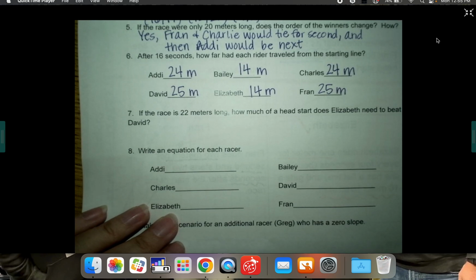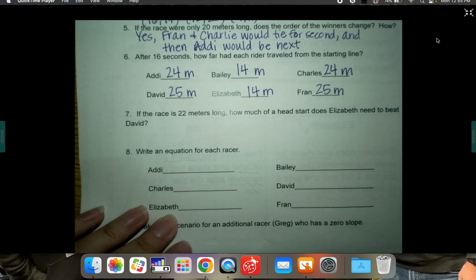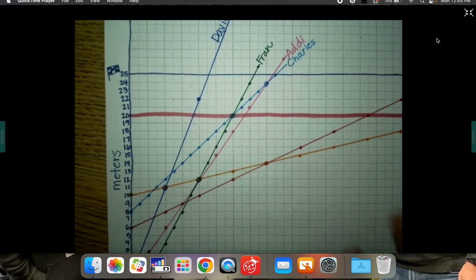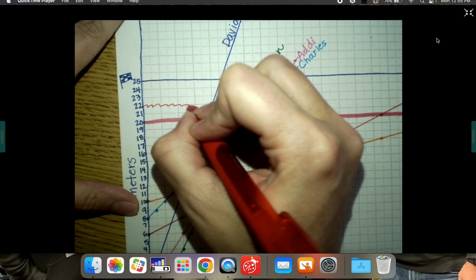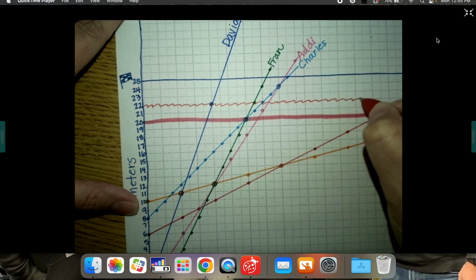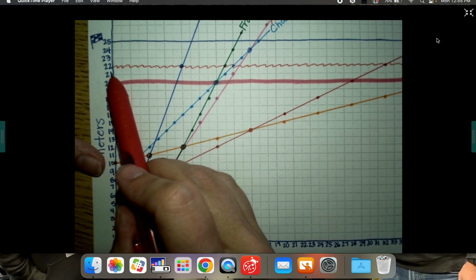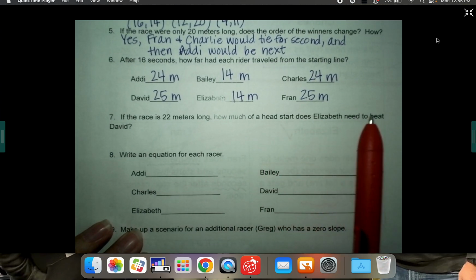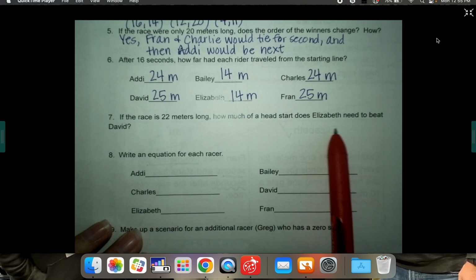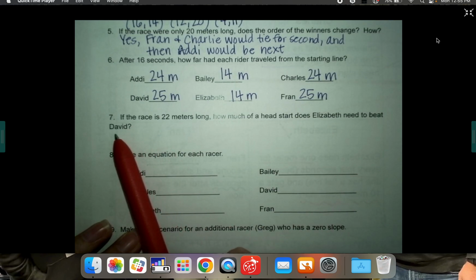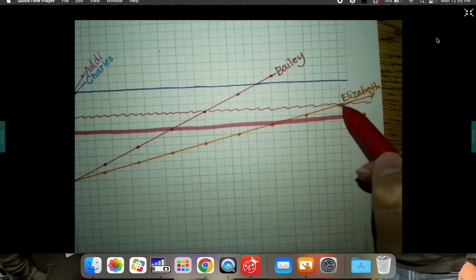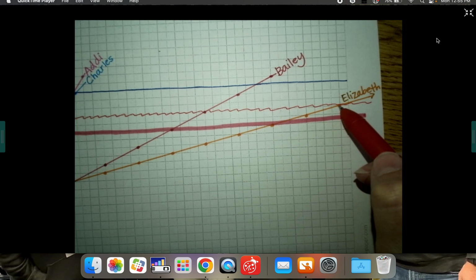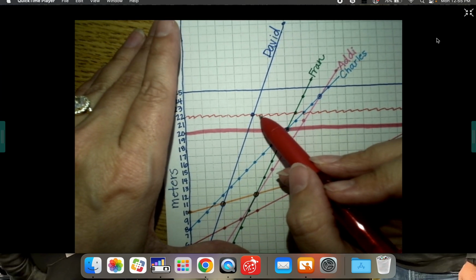Okay, we're going to change the length of the race again. If it was only 22 meters, I shouldn't draw a squiggly line because that's not what a straight line looks like, but I want it to be different than the others. So this time, if the race was only 22 meters long, how much of a head start does Elizabeth need? She's the one who comes in last to beat our fastest person, David. Here's Elizabeth at 22 meters. We need to move this dot all the way back to where she would beat David.